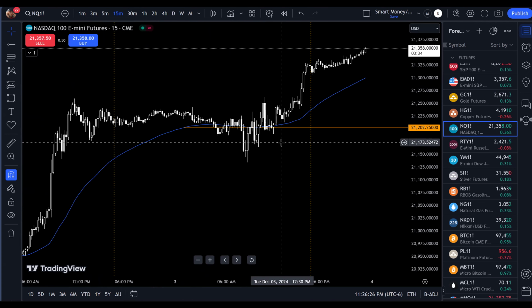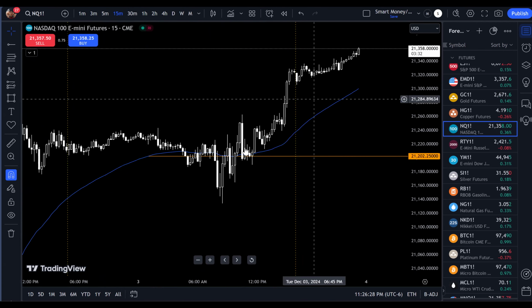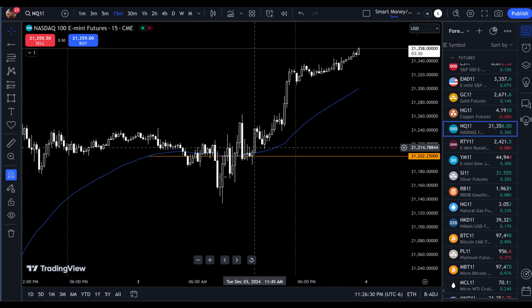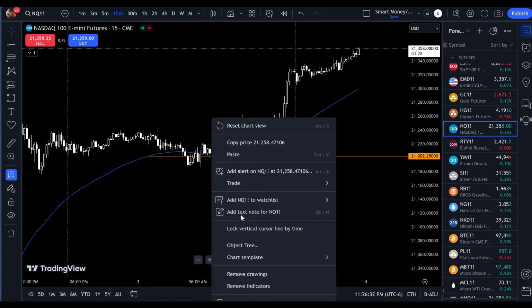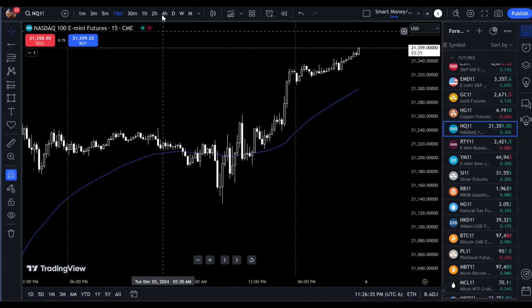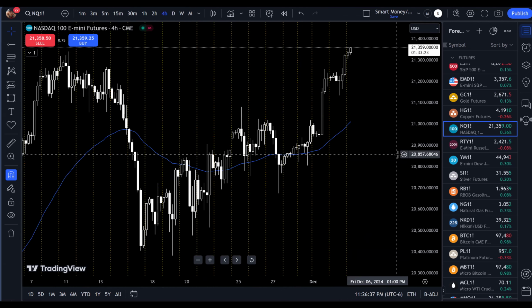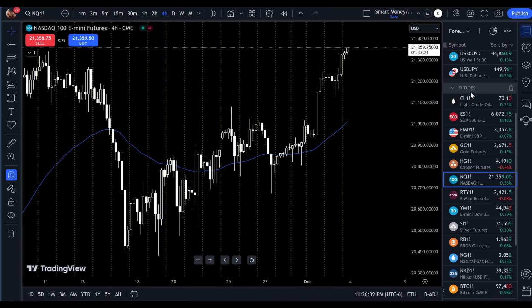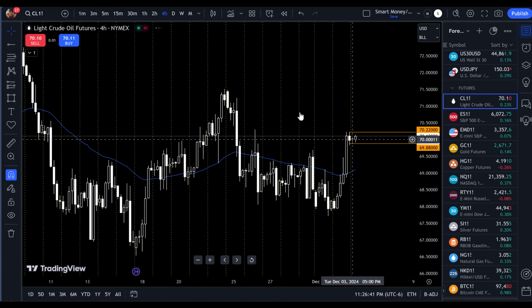All right. I want to show y'all one. Now, although this did work out, this is not a trade that I would typically take. Let's see if I can find one. Let's start at the top. Let's look at crude.